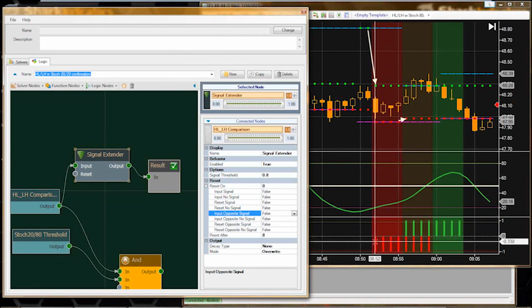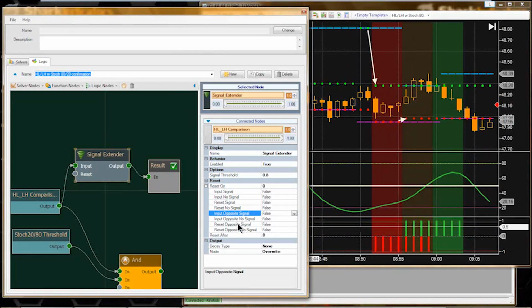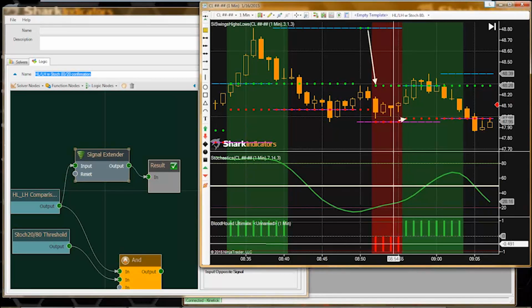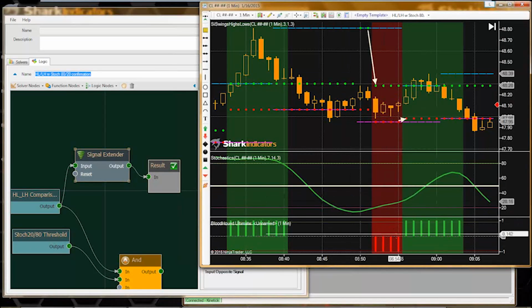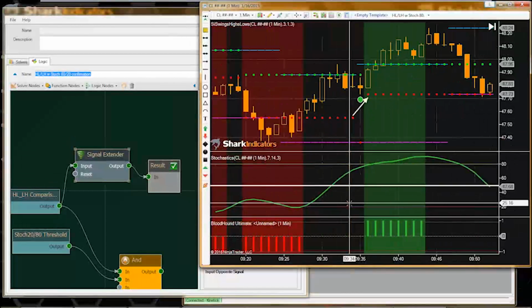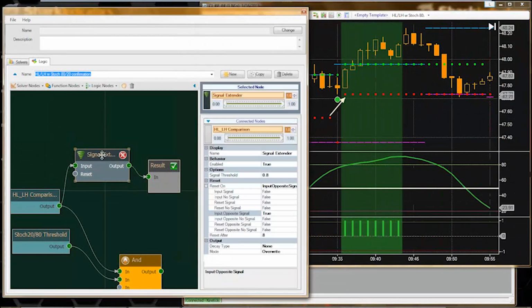So if we have a short in here and then a long signal comes in, that's considered an opposite signal. So if we turn this to true, we can see that long signal that came in now reset or turned off. In other words, reset is kind of like a way of saying turn off, but it cleared our short signals here. So it reset our short signals. So now we don't have an overlapping situation here. Okay, so now we have our signal extender set up.